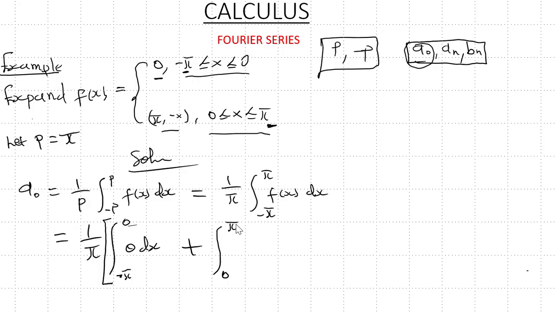And in that interval our function is what? Pi negative x, so pi negative x. Then we have our dx. Then we close the bracket. So this is what you're going to get for the a naught.